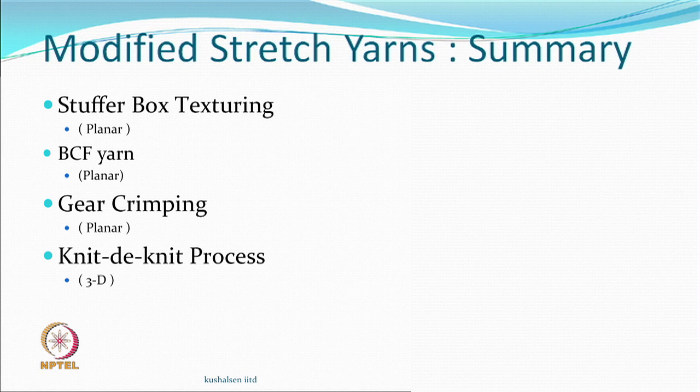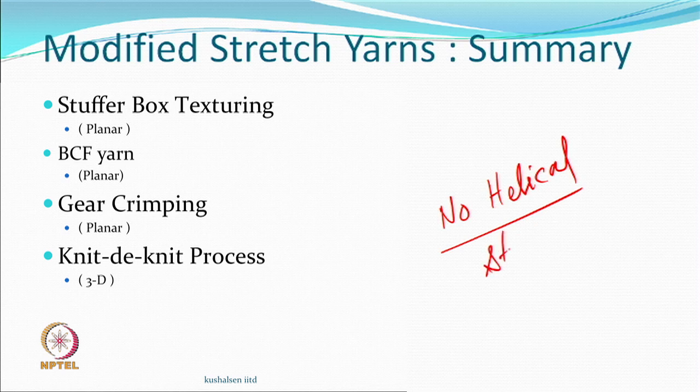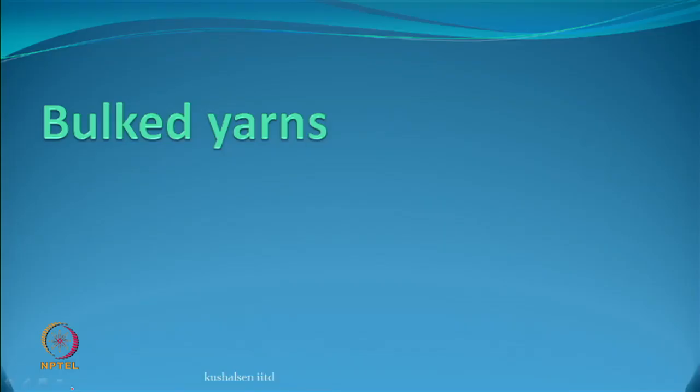So, in summary, if you look at it, other than the twisting process, no twist here, no helical structure. So, stuffer box, BCF, gear, knit de-knit processes can be used. This is just to make sure that you keep remembering whatever we have talked before. Is that okay? So, now we actually come to the bulk yarn, which is the category which we have not touched till now, but we know what exactly we expect. So, what do we expect?